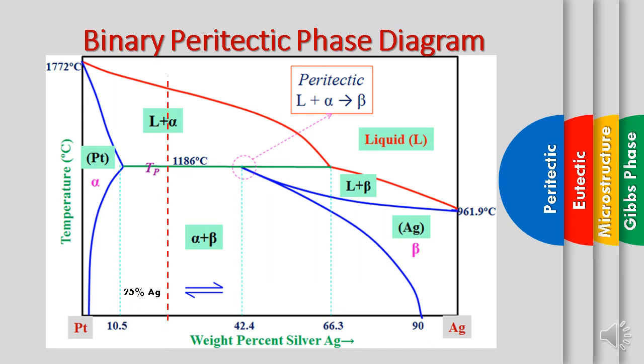Okay, we can also look at what will happen to the microstructure when we discuss at this line, maybe at 24% Ag. And also we can discuss at this point, 42.4. And also we can discuss at this 55% Ag here, what will happen to the microstructure.